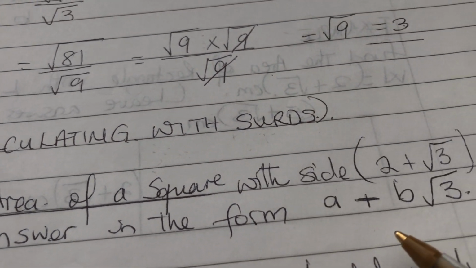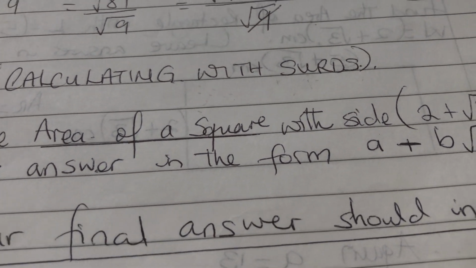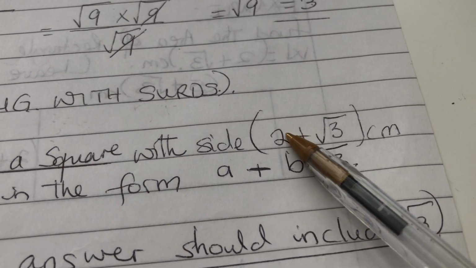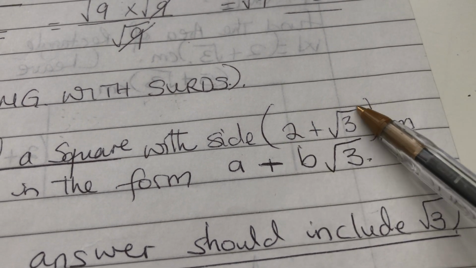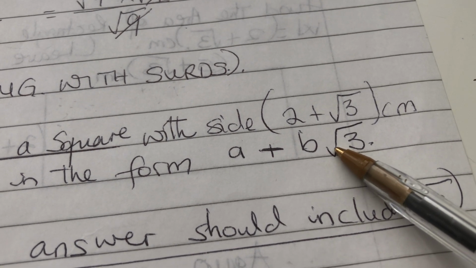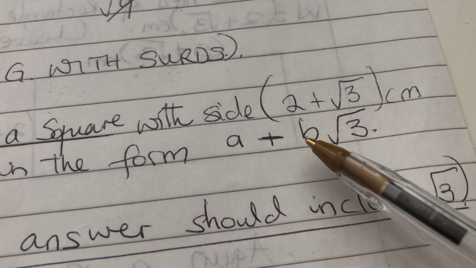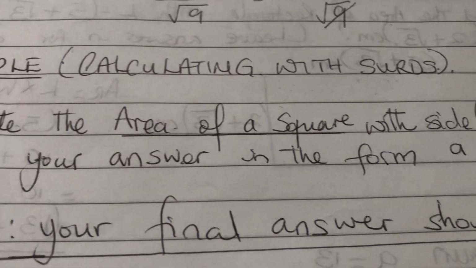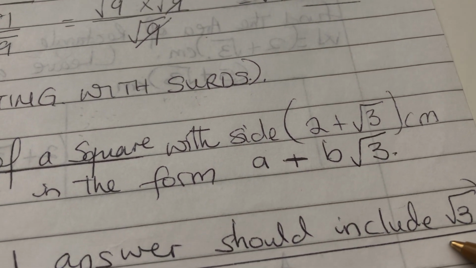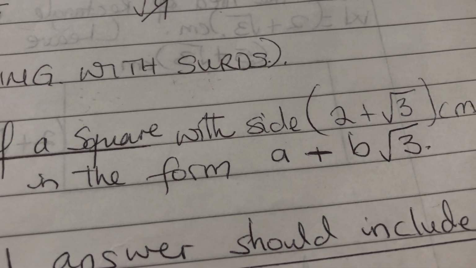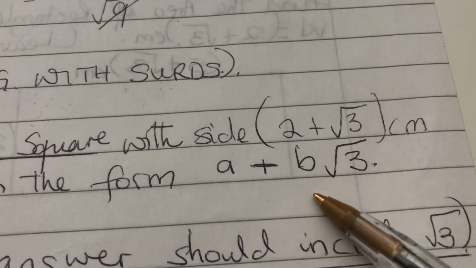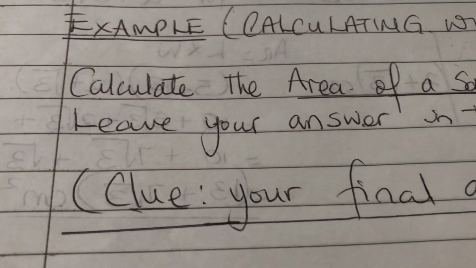And then they said, leave your answer in the form a plus b root 3. So your answer should be in the form a plus b root 3 because they've given you the length in a similar form. If you want to compare, here a will be 2, b will be 1 root 3. In some questions they ask you, from your answer, what is a, what is b. Here they are not doing that. They are just asking us, so the clue is our answer should be in root 3 with whatever we get. If we get root 6, it might be the right answer if you simplify, but it's wrong because they've told you leave your answer in surds, and your final surd should be root 3. So let's see how we do that.